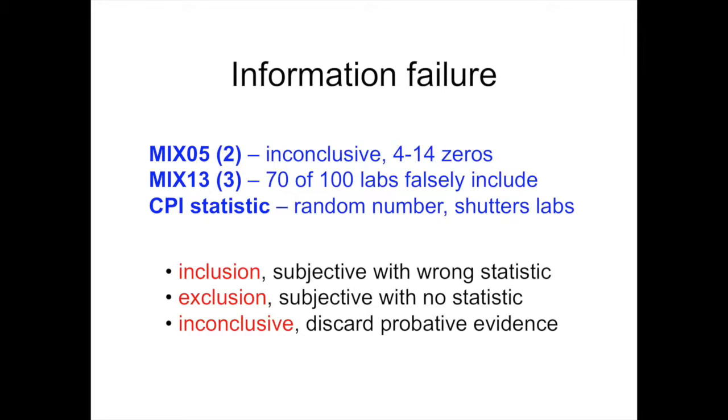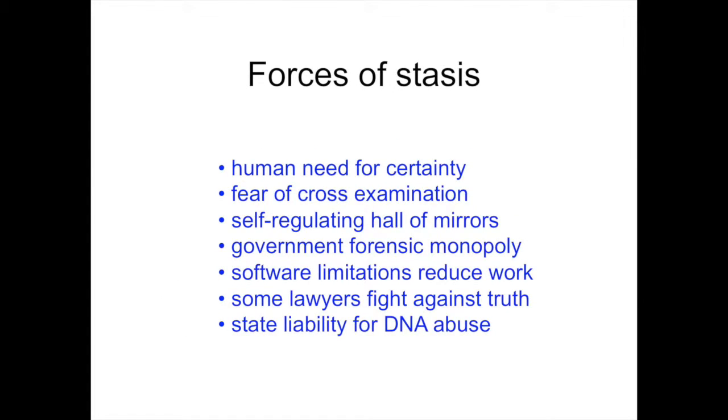So what are the results of mixture interpretation? You can have an inclusion, that's a subjective human conclusion with the wrong statistic. You can have an exclusion, that's a subjective result with no statistic. Or you can have an inconclusive, which is probably wrong, where you're discarding probative evidence that could be used to exonerate somebody.